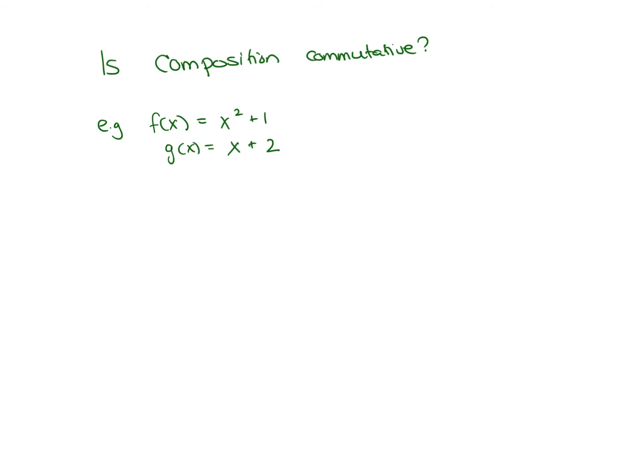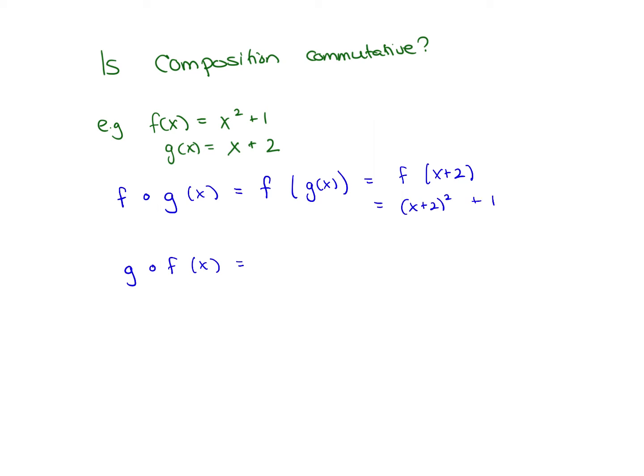All right, so question, is the composition commutative? Let's look at this specific example and see what we get. So I want to look at F compose G of X and G compose F of X. So F compose G, by definition, that's just F of G of X. G of X is just X plus 2. So I'm just going to plug in X plus 2 for the X in F. So that's going to be X plus 2 quantity squared plus 1, which is X squared plus 4X plus 4, plus that 1 is 5.